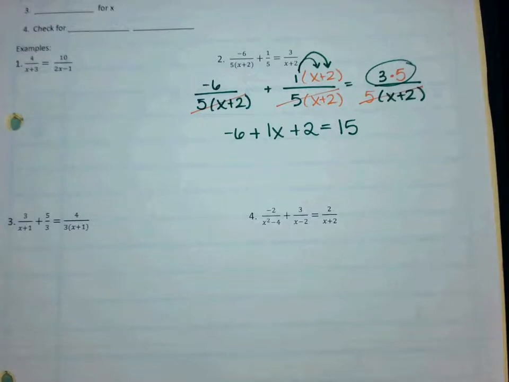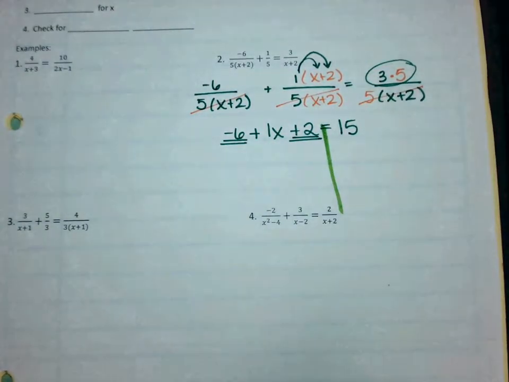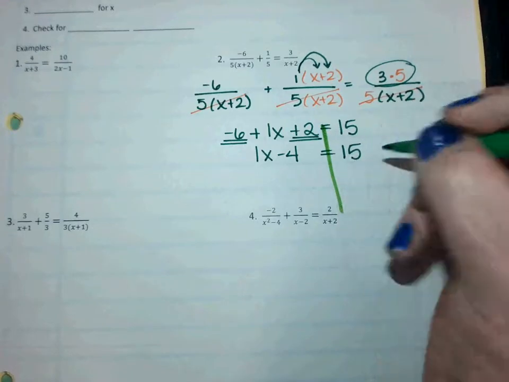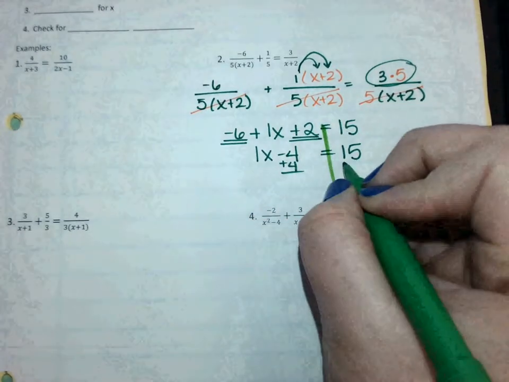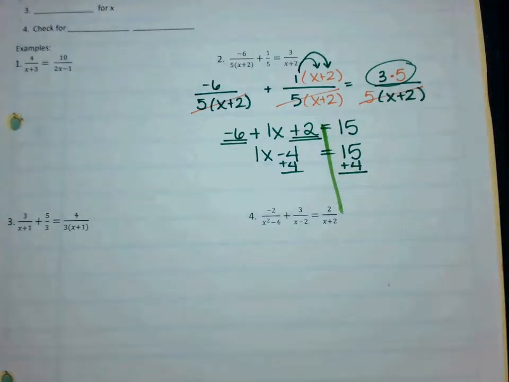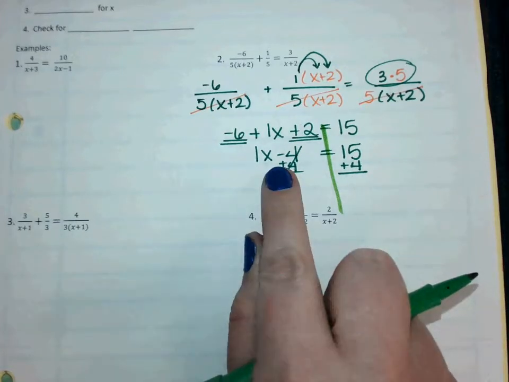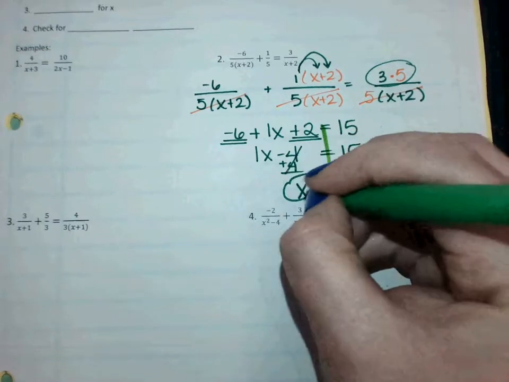Okay? Then from here, I'm going to drop my railroad tracks, and I'm going to solve. Now, before I solve, I'm going to combine the like terms. If it's a minus 6 and a 2, how many is that together? Minus 4. So really, this is a 1x minus 4 equals 15. How do I get rid of the minus 4? Okay, plus 4 plus 4. And then that gives me 1x is 19, but is 1x different than x? No, they're the same. So x is 19. Okay?